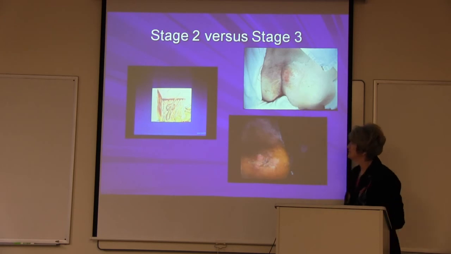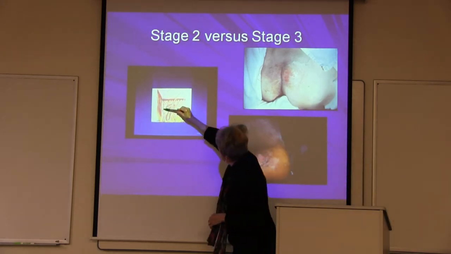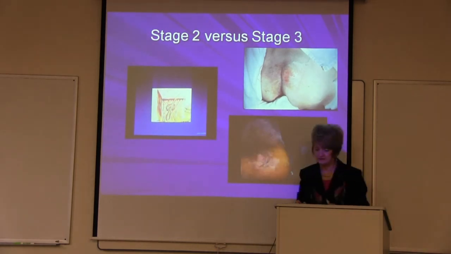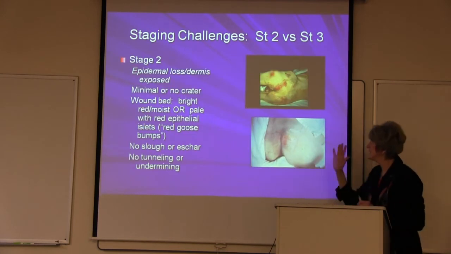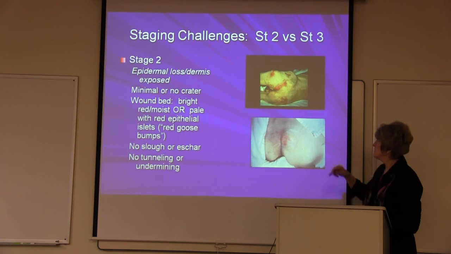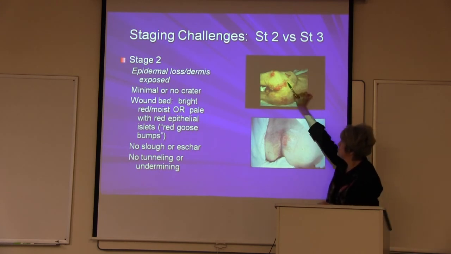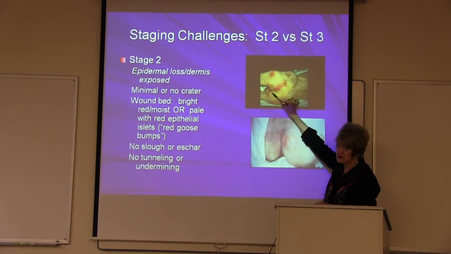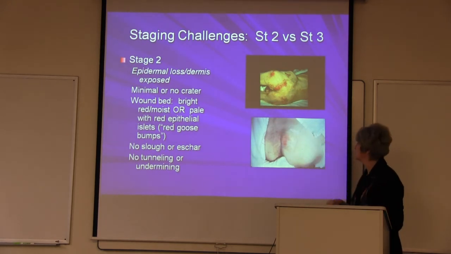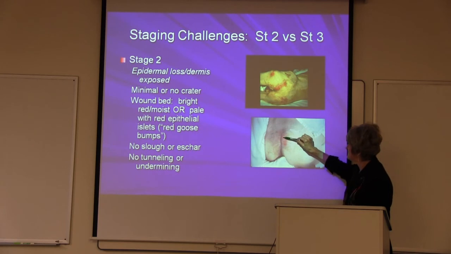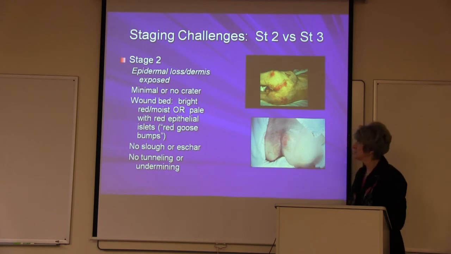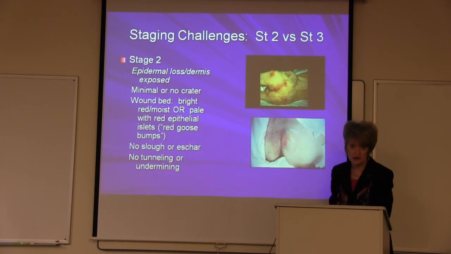Here's the stage 2. Stage 3, deeper, goes all the way down to the fat. These are some things that sometimes help people: with stage 2, you either have a bright red wound bed, like you have here, where just the epidermis has been removed and you're looking at that reproductive layer, or you have distinct little red islets throughout the wound bed, look like red goosebumps.